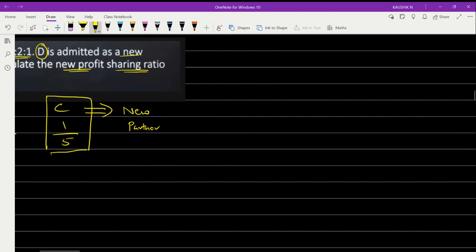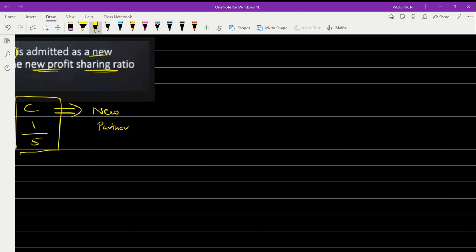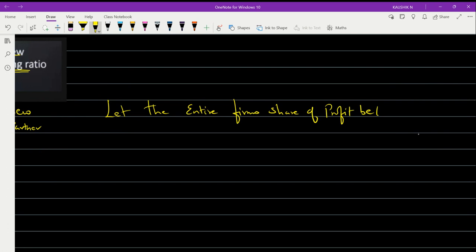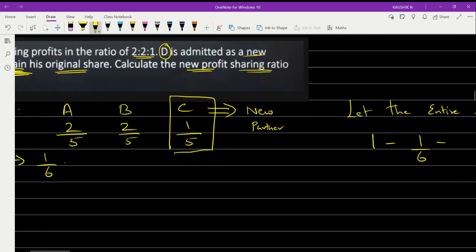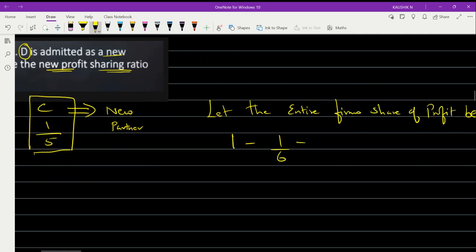Okay. Now, what needs to be done is, let the entire firm's share of profit be 1. Now, from 1, you are giving D how much? 1/6. And also the share of partner C is how much? That is 1 by 5th.